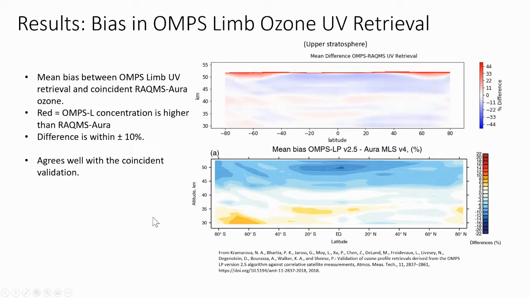So here we are looking at the mean bias in the OMPS-Limb UV retrieval, which is above 30 kilometers to about 55 kilometers. The difference between the observation and the model is within plus or minus 10%, with some high bias in the lower portion of the retrieval, and above 45 kilometers and below 50 kilometers the retrieval is slightly lower than the model, or than the corrected model. This agrees fairly well with the coincident validation.